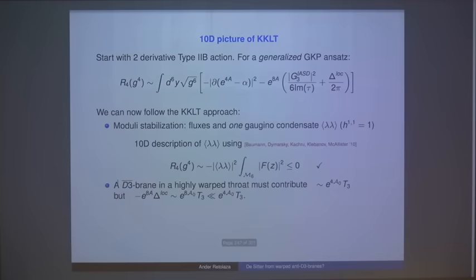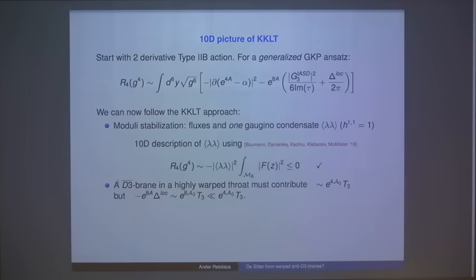Now we can see what happens when we put the anti-D3 brane on the warped throat, because we want control over the compactification, and because of the dimensionality of the 3-brane, we would expect that it scales as e to the 4a. Instead, in this formula, we find this suppression, e to the 8a, so the new contribution from adding this new ingredient happens to be way more suppressed than what we should obtain naively.